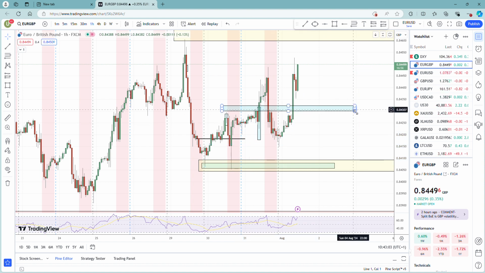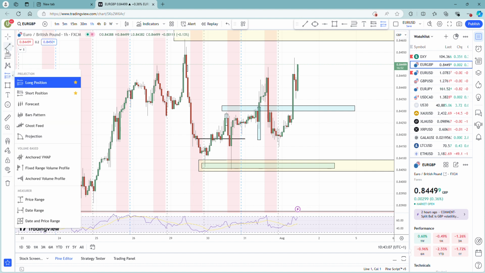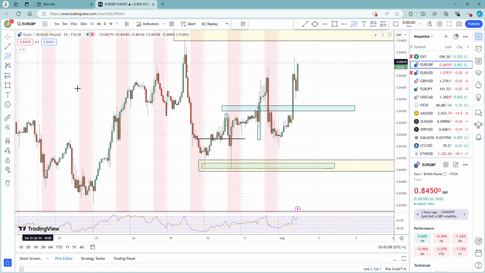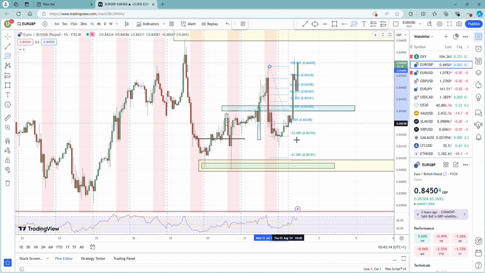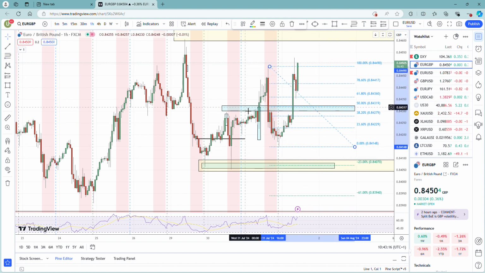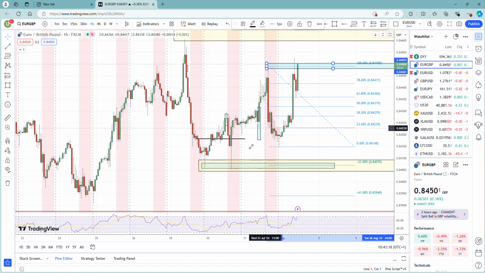So now we just need to update the levels. So you get your Fibonacci tool out, which is this one here, and get it from the previous day, the previous high to the low. So these would have been your levels before the market opened today.